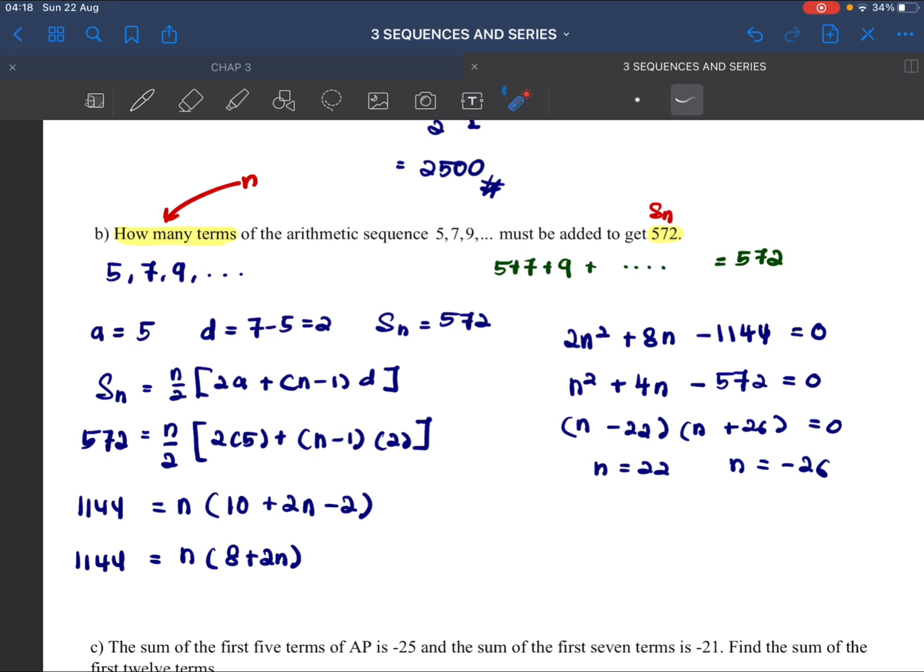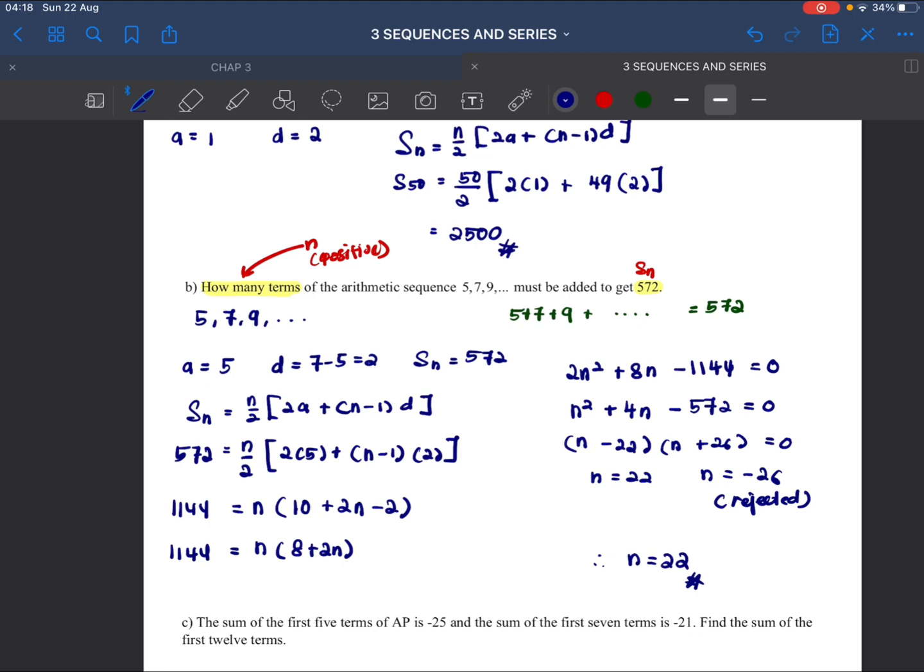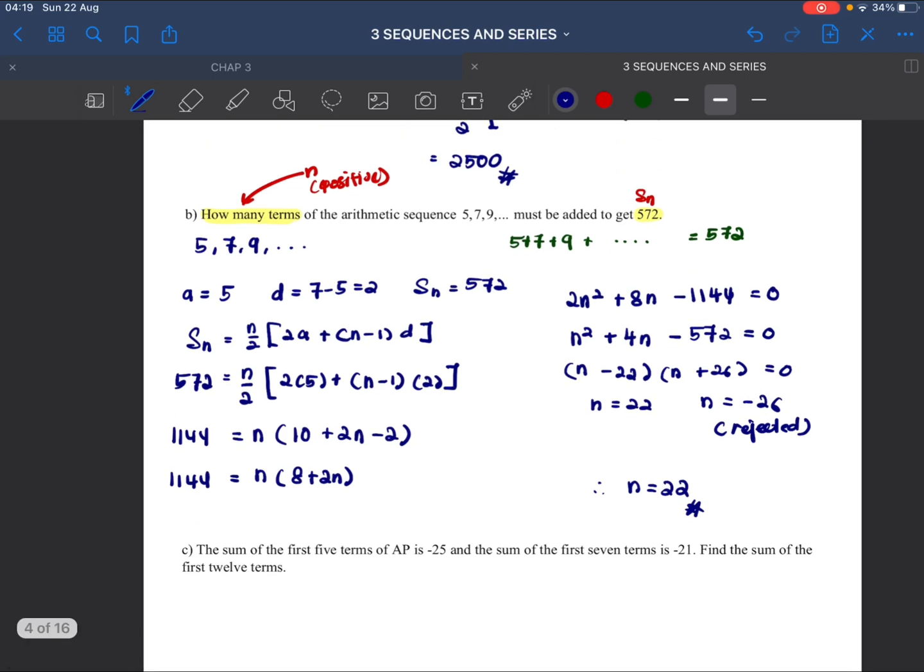So whenever the question asks for n, for how many terms, it always has to be positive value. Okay, positive value. So for this one, we have to reject negative 26. Rejected, and make sure to write our final answer, which is n equals to 22. Okay, so that is how we find our n. Okay, maksudnya bila soalan cakap how many terms, the question wants you to find n. Oh, terbelit-belit lidah nak cakap.